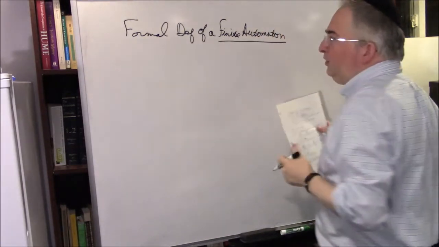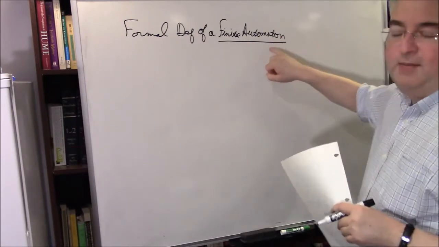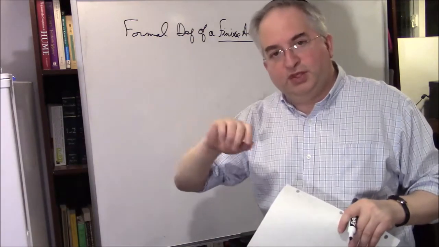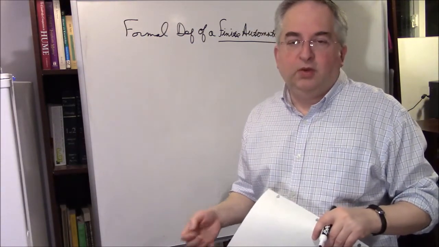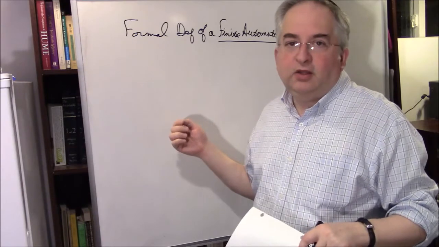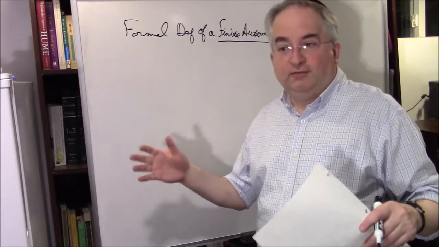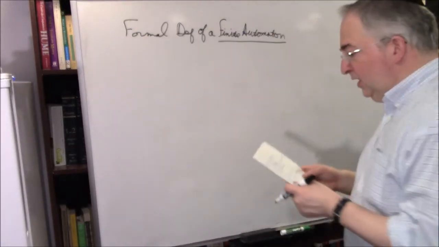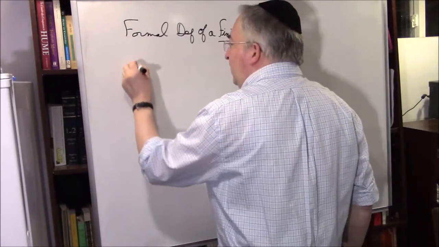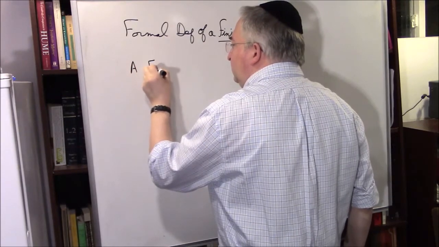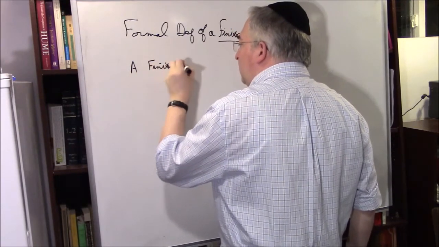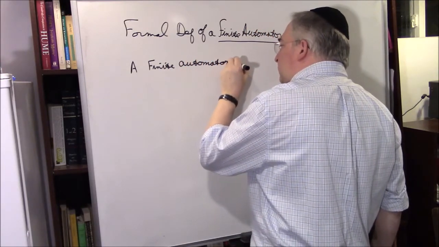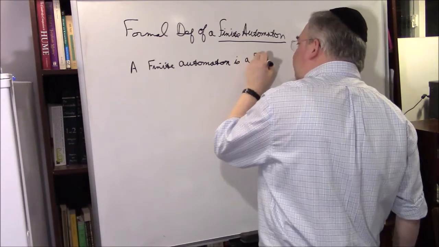Okay, just a little on the English. Finite automaton is singular. Finite automata, ending with an A, that's plural. The set of these is called finite automata. That's plural. Okay. A formal finite automaton is a 5-tuple.